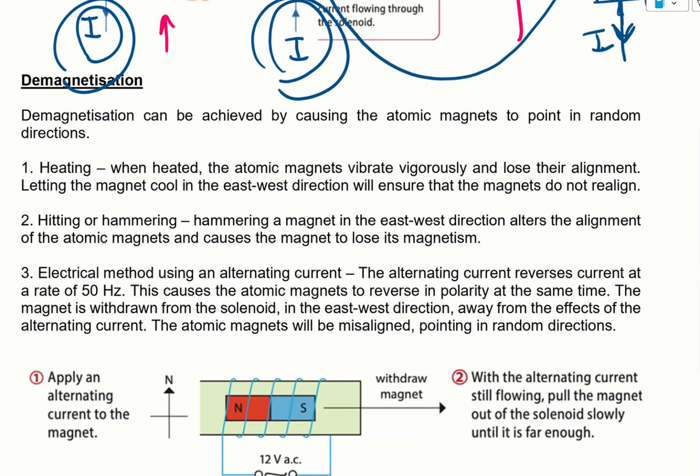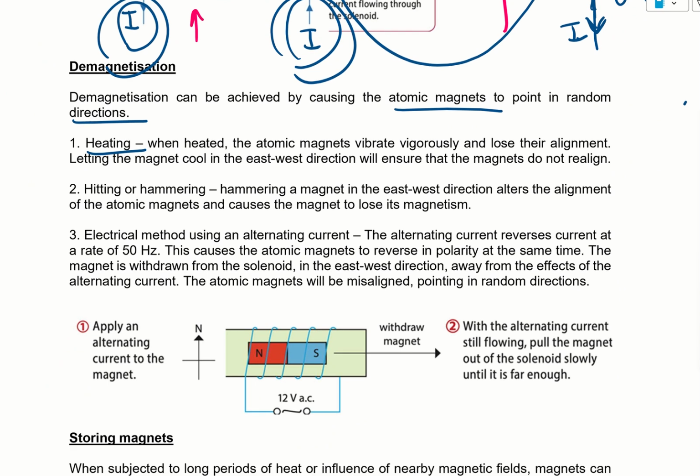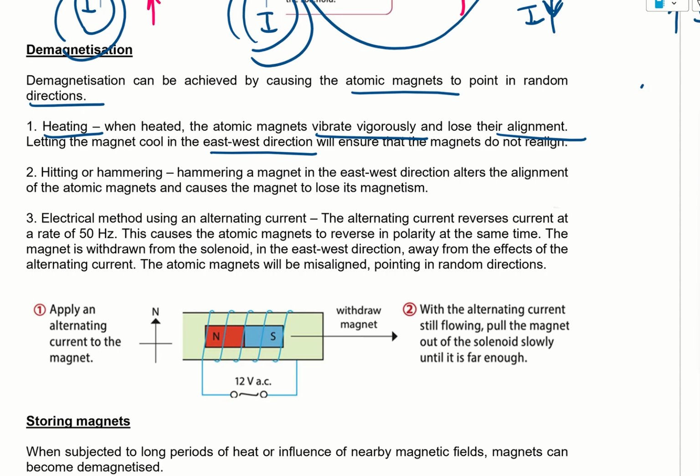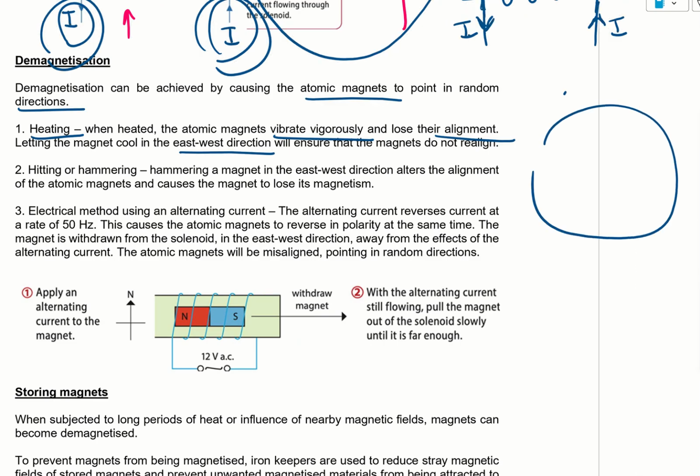So if there's magnetizing, there's also demagnetizing, right? It can be achieved by causing the atomic magnets to point in random directions. When heated, the atomic magnets vibrate vigorously and they will therefore lose their alignment. So leaving the magnet to cool in the east-west direction will ensure that the magnets do not realign. But why do we need to leave it in the east-west direction? Because the Earth is a magnet.